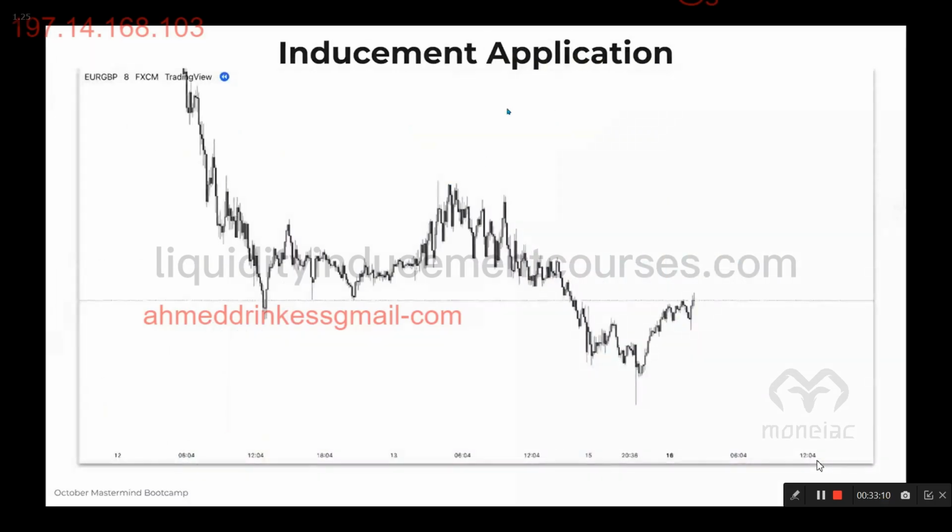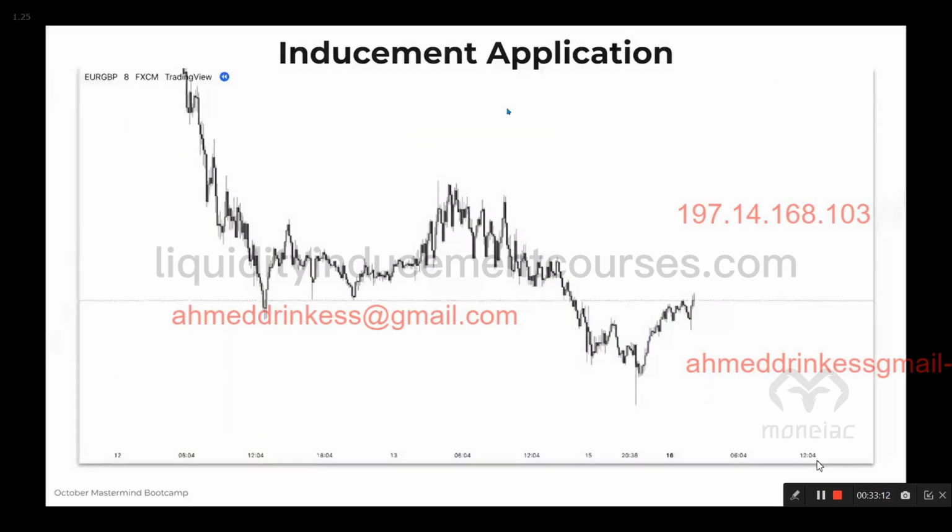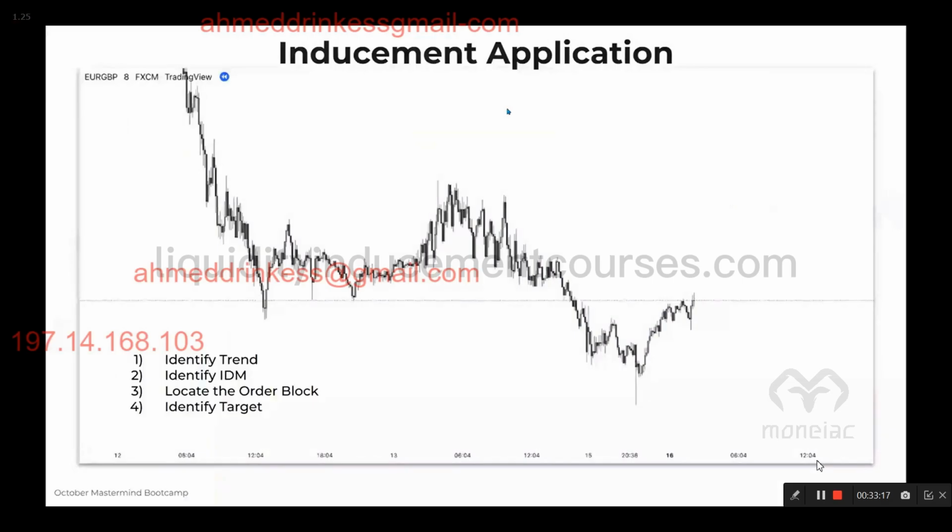So let's do one more together. Actually, you guys do it now. Identify the main structure. Squint your eyes. What are the main expansions and pullbacks? Everyone, only identify the structure.